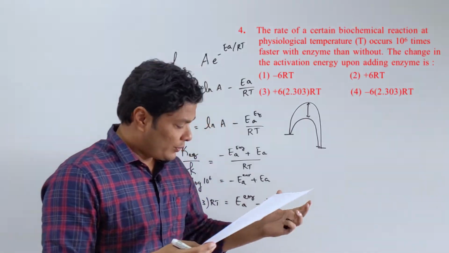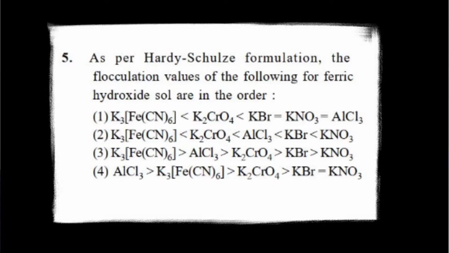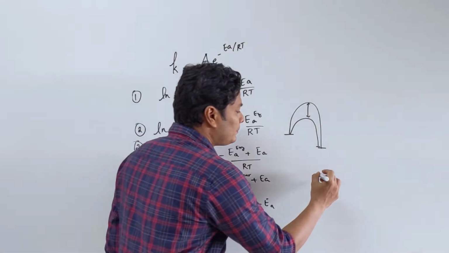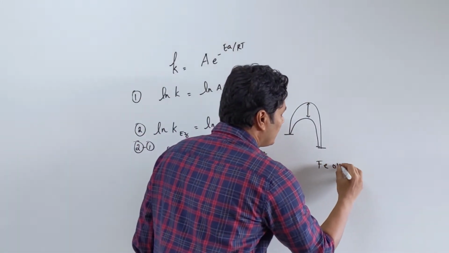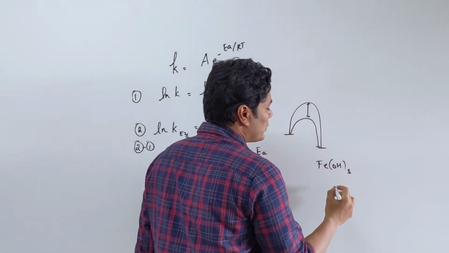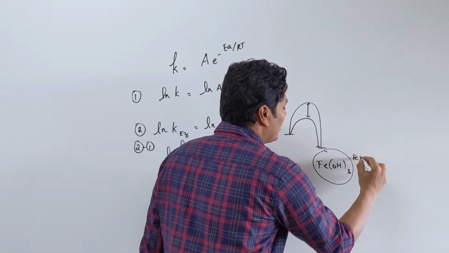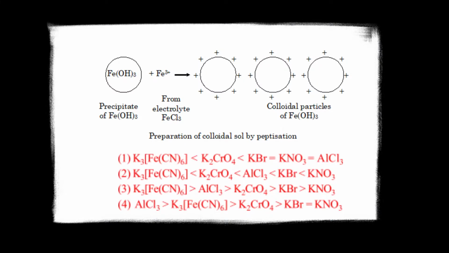Number 5, we can actually do it right here, no need to erase this. As per Hardy-Schulz rule, we know that the flocculation is dependent on the charges. They are giving you a ferric hydroxide sol. Ferric hydroxide sol is going to be covered with Fe3+. Hence the anionic charge will flocculate.